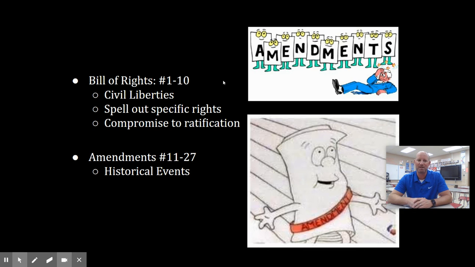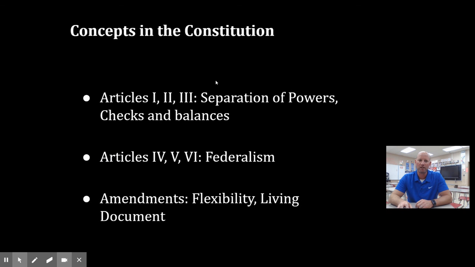Then after that, amendments 11 through 27 are all based off of historical events, which again, we'll go over later on when we get there. So to kind of review the concepts of the Constitution, Articles 1, 2, and 3 deal with separation of powers and checks and balances. Articles 4, 5, and 6 deal with federalism. In our amendments, this allows for flexibility in our Constitution. Makes this a living document because it can and will change with the time.